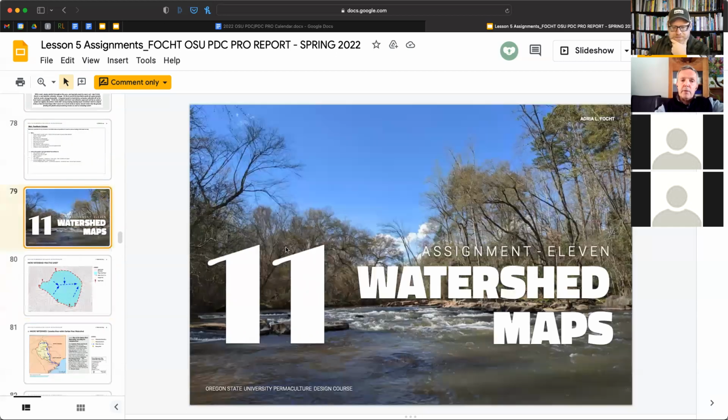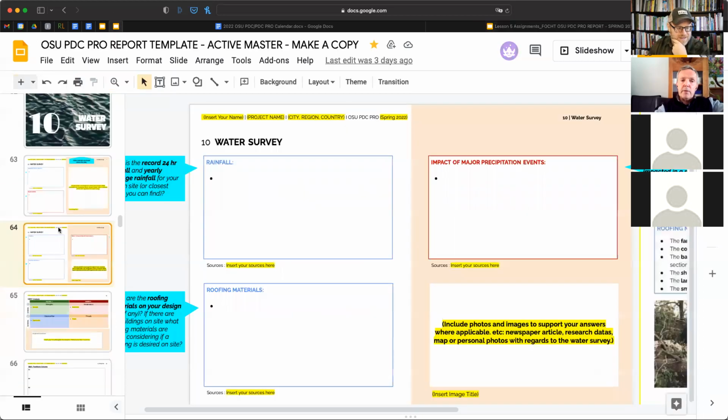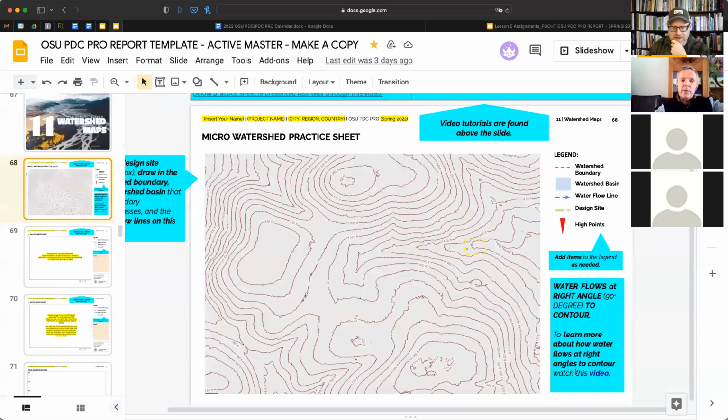Watershed map. Here's the big reveal. This is the answer for the watershed map, but it's also in the example. So I actually give you a full video on how to understand this watershed map. So there's no reason for that to be wrong.